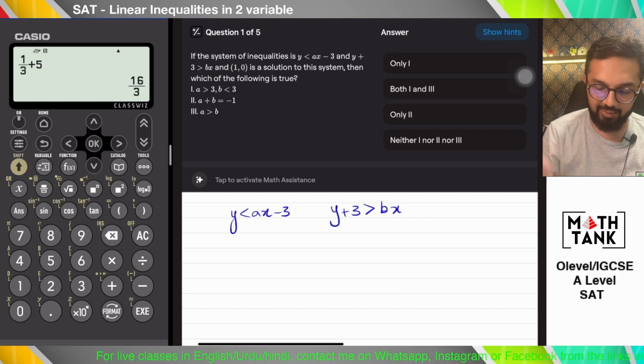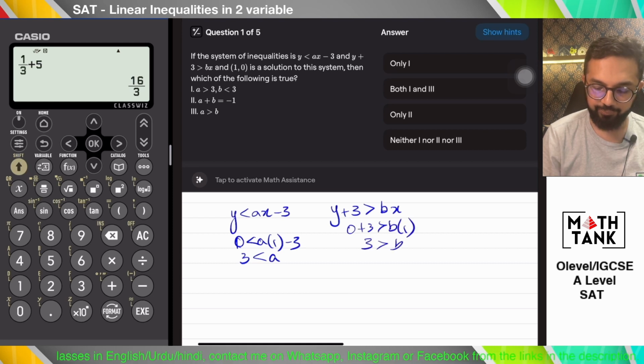Okay, so y is less than ax minus 3 but greater than bx minus 3. Okay, and 1, 0 is a solution. So 1, 0 is a solution. So 0 is less than a times 1 minus 3. So a is greater than 3 and b is less than 3. Okay, so a is greater than 3 and b is less than 3.